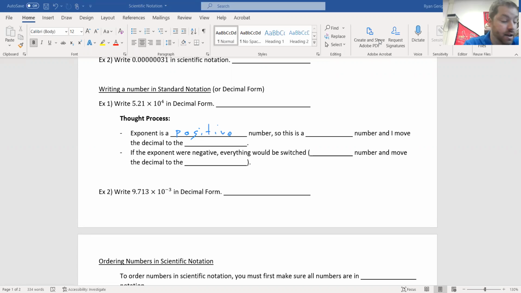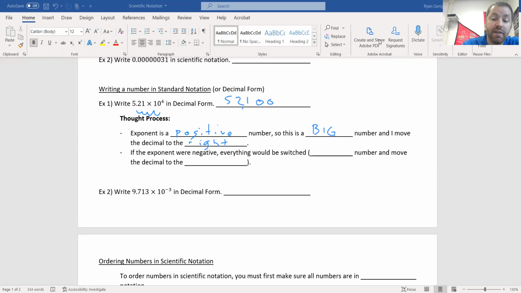So this is a big number. If it's a positive exponent, it's a big number, and I move the decimal to the right. I move the decimal to the right, it's going to make the number bigger. Well, it's not really getting bigger, but as you move it 4 spots. So 5, 2, 1, that's 2 spots. 2 more spots, that's 2 more zeros. 52,100 is what that number is.